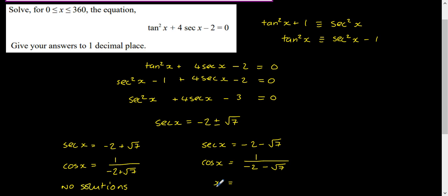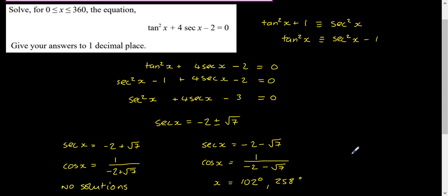So we'll do shift cos then, 1 over -2 minus √7, and we get 102 degrees. That's our principal value. I've rounded that to 3 significant figures. And then to find our second value, we'll do 360 minus that number, and we get 258, again to 3 significant figures, and we're done. Those are the only solutions.